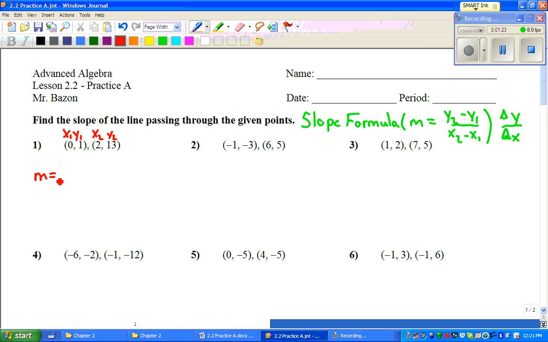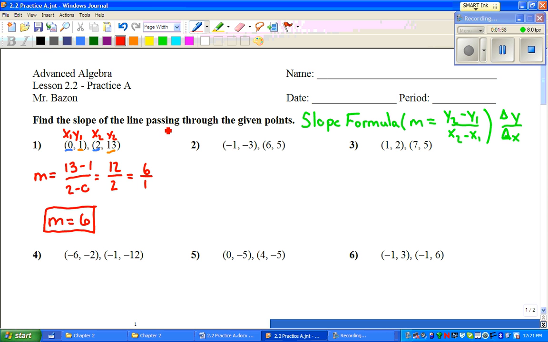So your m equals y2. In this example, this right here is going to be my y2. So I'm going to go 13 minus, this right here is my y1, so 13 minus 1 over x2, which is that, x1, which is that. So I'm going to write it as 2 minus 0. Okay? 13 minus 1 gives me 12. 2 minus 0 gives me 2. This simplifies to 6 over 1, which really, guys, is a slope of 6.